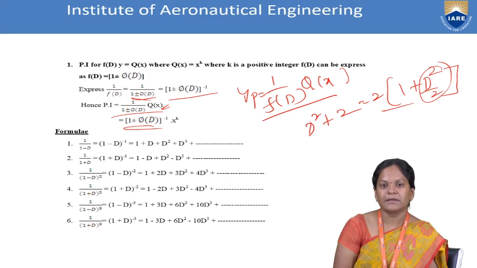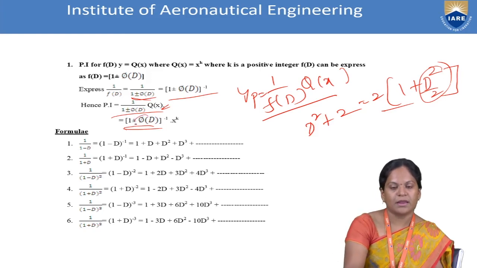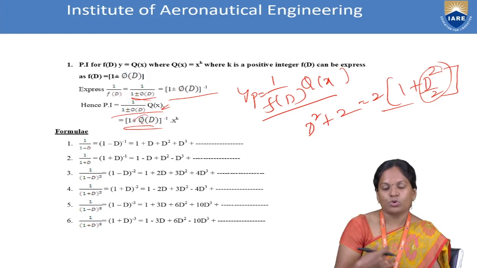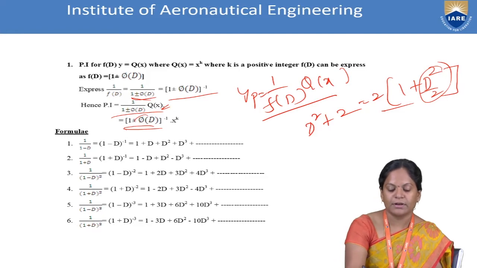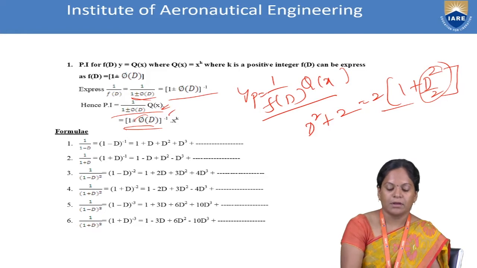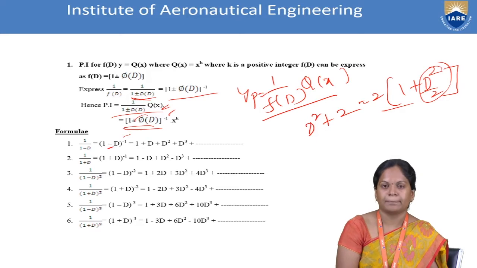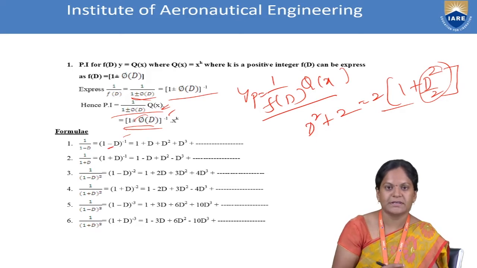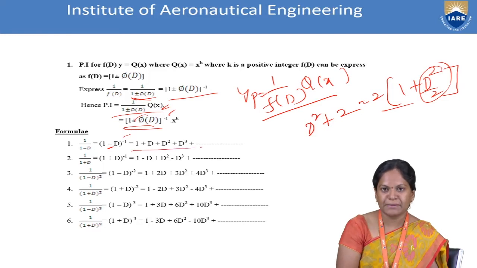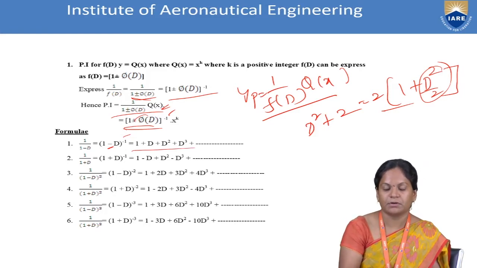So what is 1 plus d whole inverse and what is 1 minus d whole inverse? Whatever f of d is in the denominator, if we take it into the numerator, definitely we get power minus 1. So for 1 minus d whole inverse, we have minus inside and the power is definitely negative, either minus 1, minus 2, minus 3 and so on. So 1 minus d whole inverse becomes 1 plus d plus d square plus d cube and so on. For the expansion, I'll tell you after this slide.